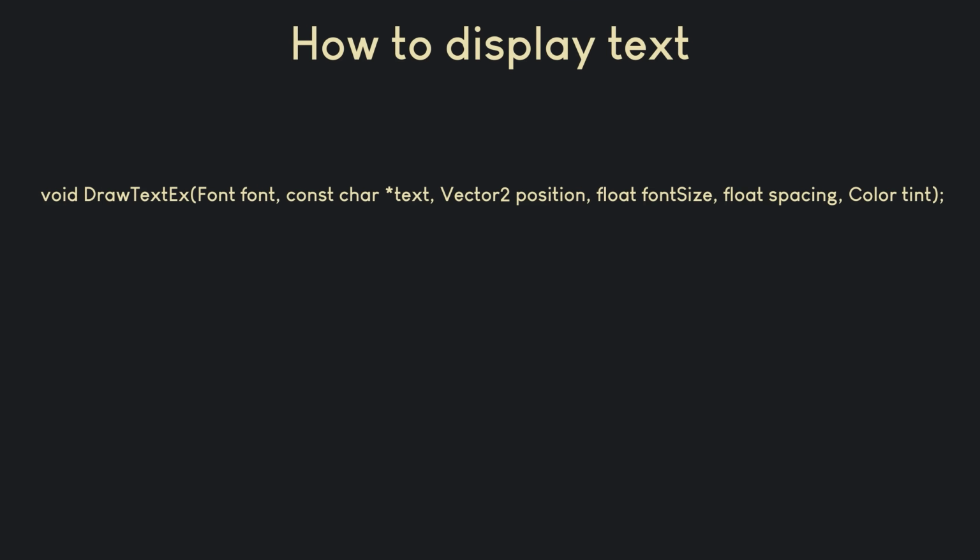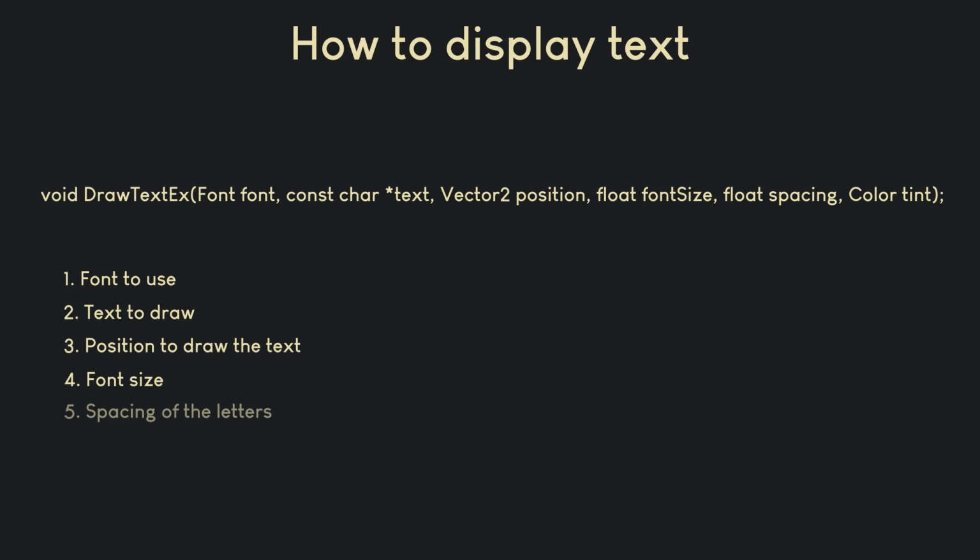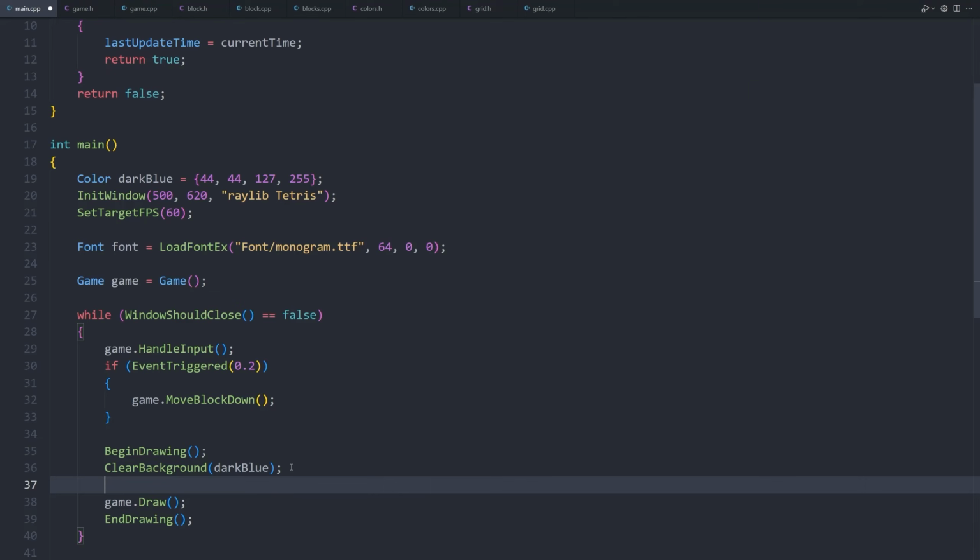This function takes several arguments. The font argument specifies the font to use, which can be loaded with the LoadFontEx function. The text argument is a string of text to draw. The position argument is a 2D vector that specifies the position to draw the text at. The font size argument specifies the size of the text to draw. The spacing argument specifies the spacing between the letters. And the tint argument specifies the color to use for the text. So let's enter all this stuff into the function.